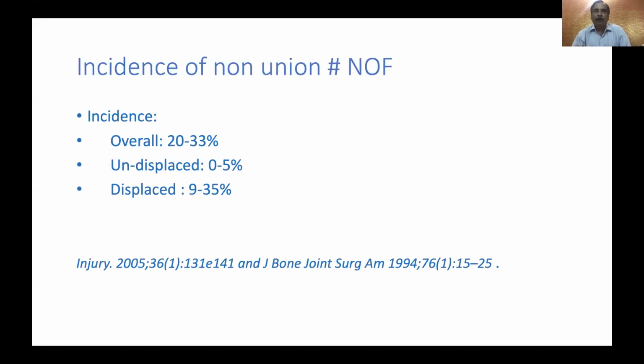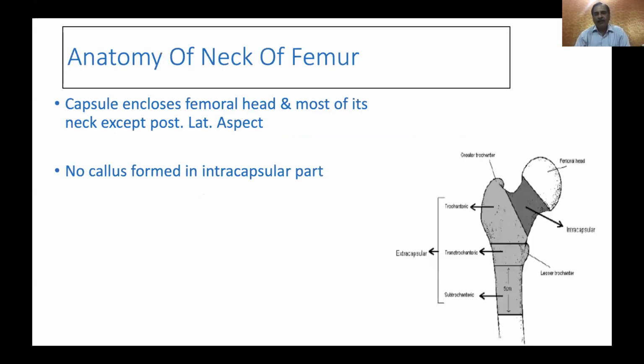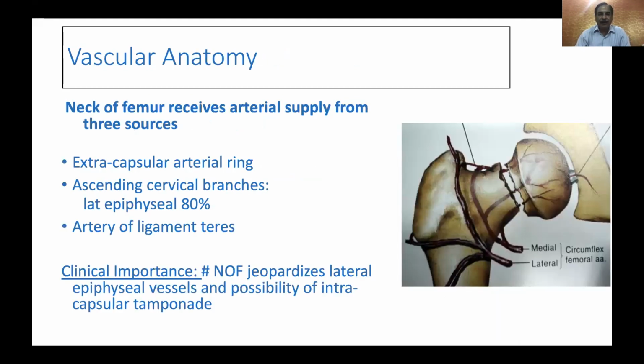So we would usually take it as about 3 weeks, especially in the elderly, where we have a low threshold for arthroplasty. The overall incidence of non-union for fracture neck femur is 20 to 33%; in undisplaced fractures it's up to 5%, and in displaced fractures it's 9 to 35%. You must always remember the anatomy of the neck of the femur as well as the vascularity. The capsule encloses the femoral head and most of the neck except the posterolateral aspect, and no callus is formed in the intracapsular part. We'll talk more about that.